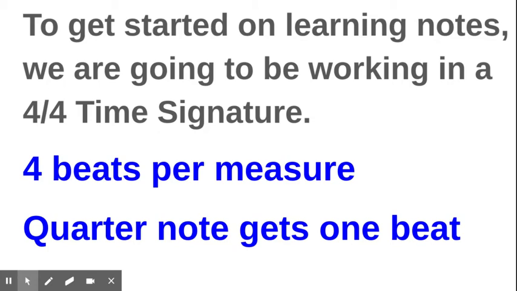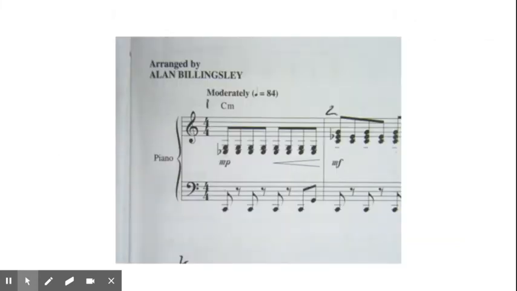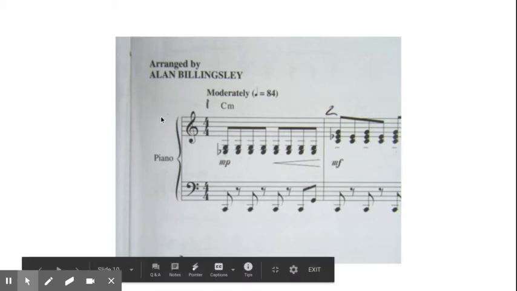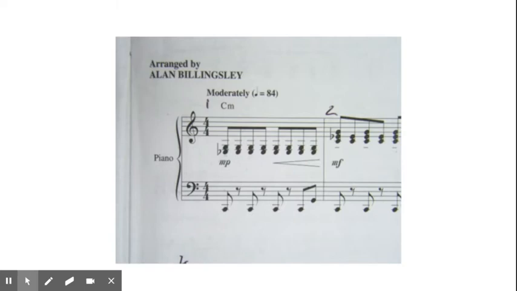So to get started on learning the notes, we're going to be working in a 4/4 time signature like the one that I just showed you. And that means that there's 4 beats per measure, and the quarter note gets 1 beat. Here's an example, again, where you would see a time signature in the music, 4/4. 4 beats per measure, quarter note gets the beat. Eighth notes are half as long as a quarter note, so I can actually fit 8 of those in there. We'll get there. All right, so here we go with the actual notes.